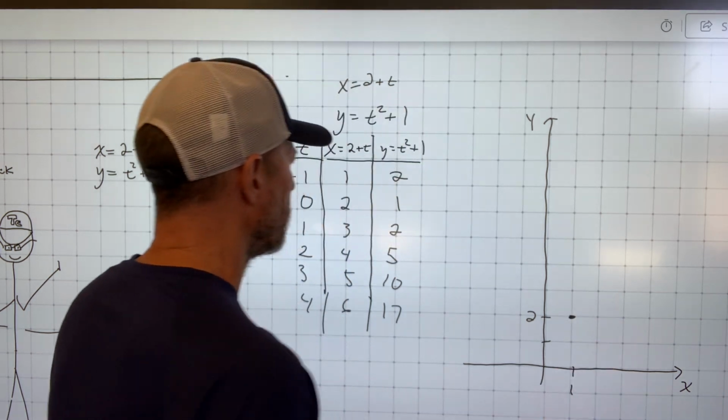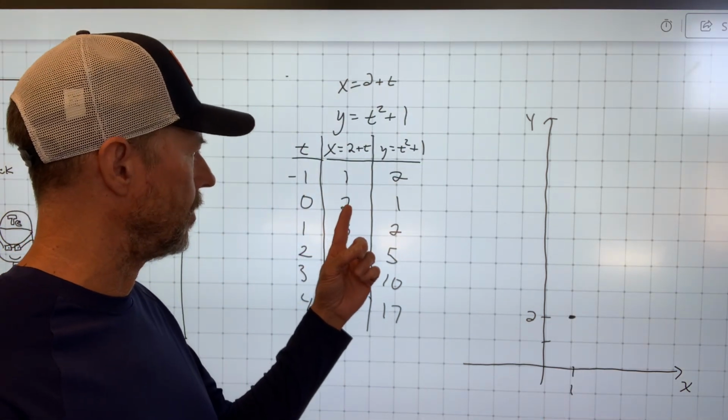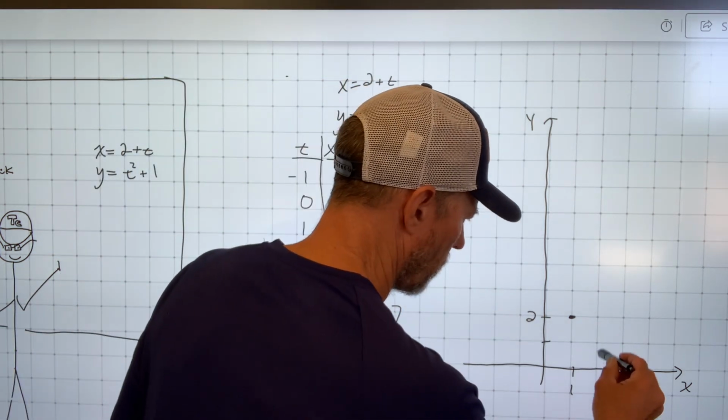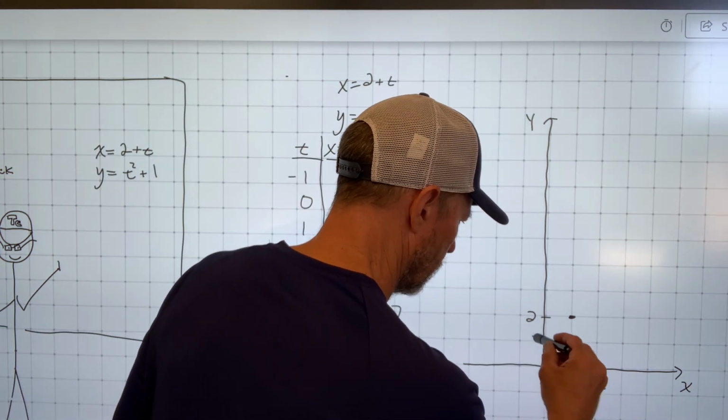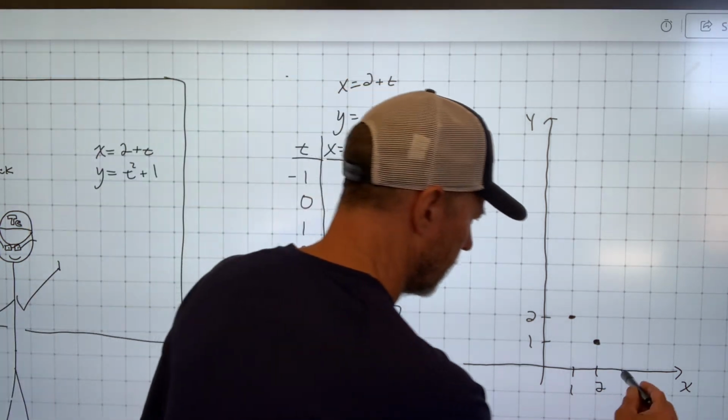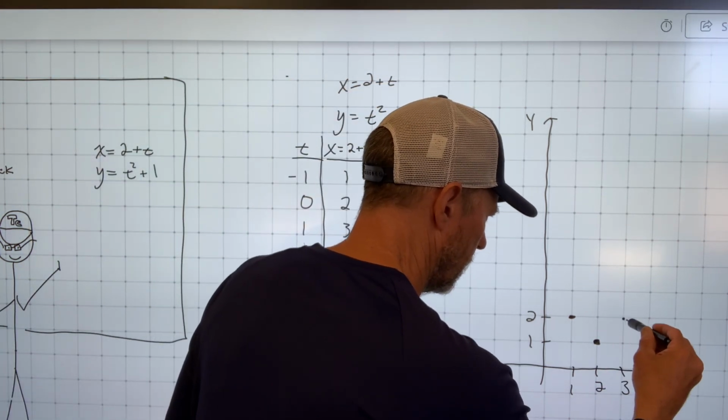There's the point, okay? When x is 2, y is 1. So when x is 2, y is only 1. And when x is 3, y is 2 again.